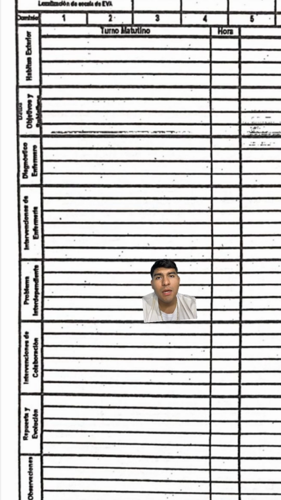Interdependence problems. These are issues that require the joint intervention of different health professionals. For example, in infection control, we need a collaboration with physicians to adjust antibiotics. In the management of chronic pain, involvement of physiotherapists, or in neurological deterioration requiring joint efforts with neurologists and therapists.